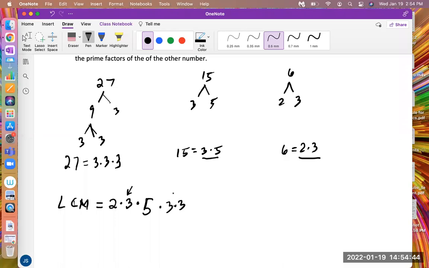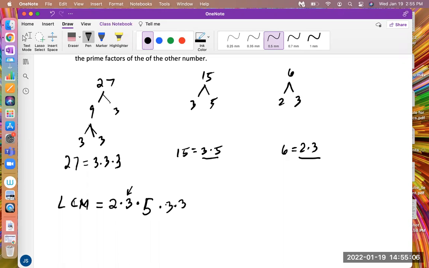Notice if I take away any number, say this last 3, all of a sudden it doesn't have three 3s, and it's no longer a multiple of 27. So I can't take away anything. If I take away a number, then it's not going to be a multiple of one of the numbers here. So this is the least common multiple.